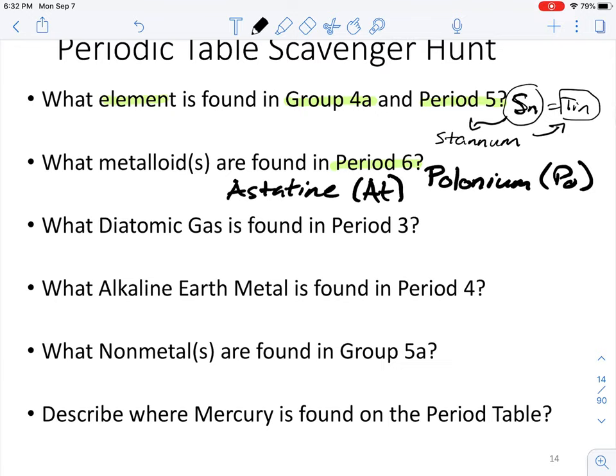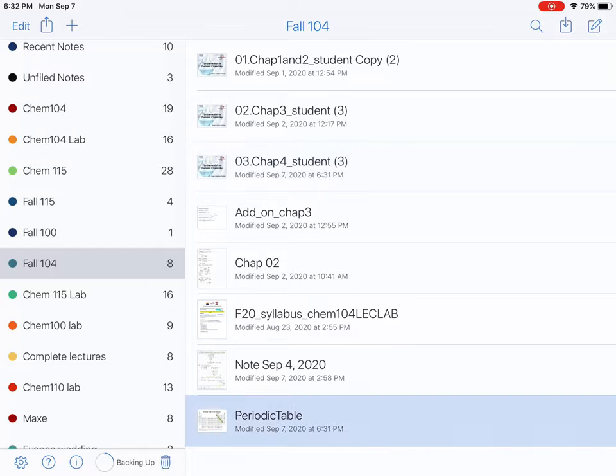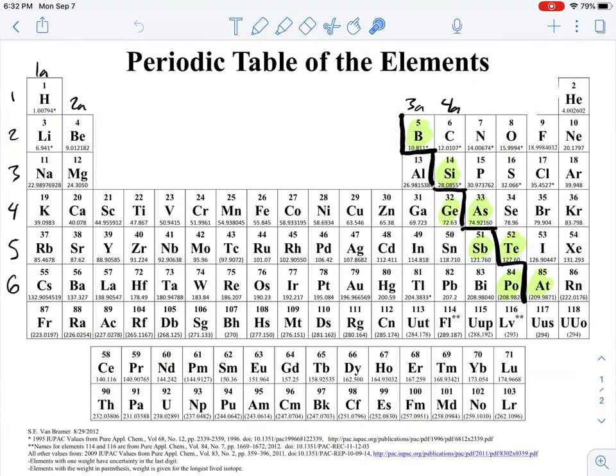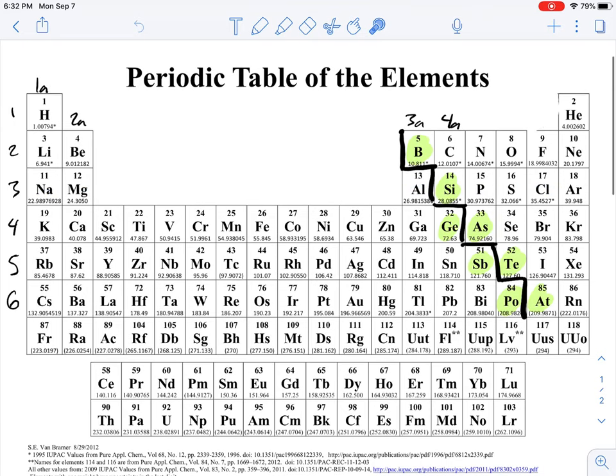All right, so for the next example, we're going to go ahead and figure out the diatomic gas that's found in period 3. And so period 3 is what we're looking for, as well as the diatomic gas. So here's period 3. Okay. So instead of circling, I'm just going to draw a line or an arrow through it. So all of these elements represent period 3. And so of all of these elements in period 3, which element is a diatomic gas?